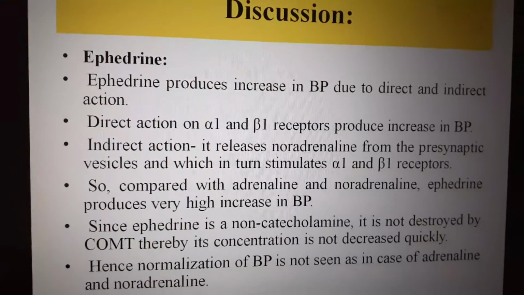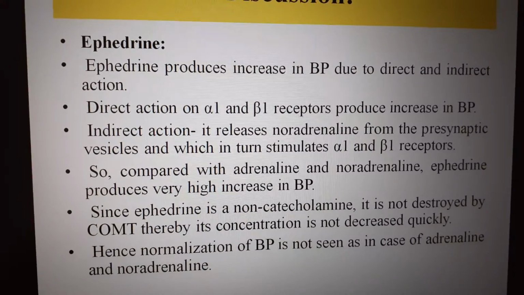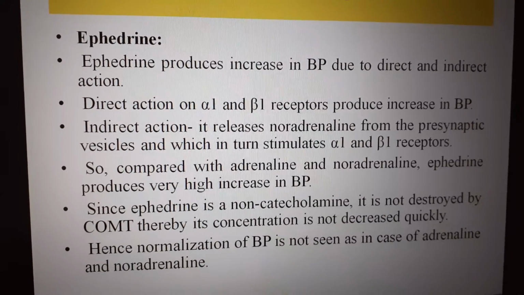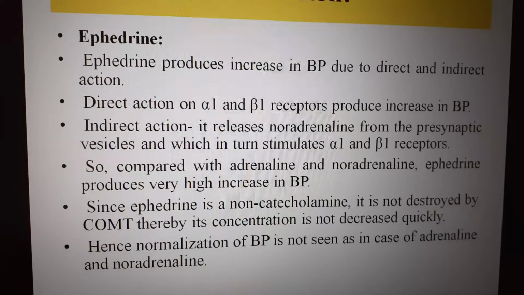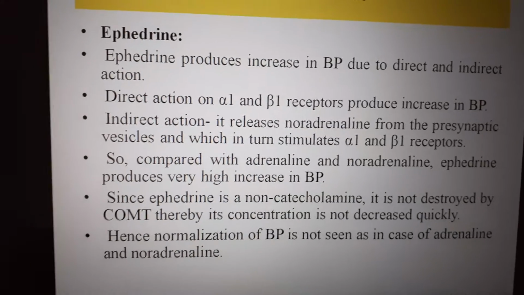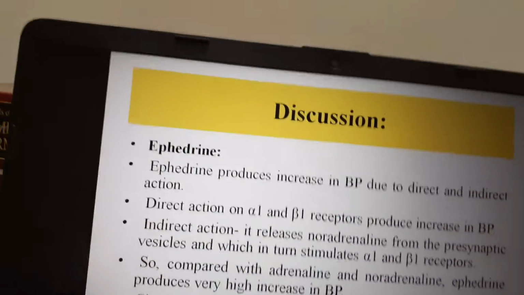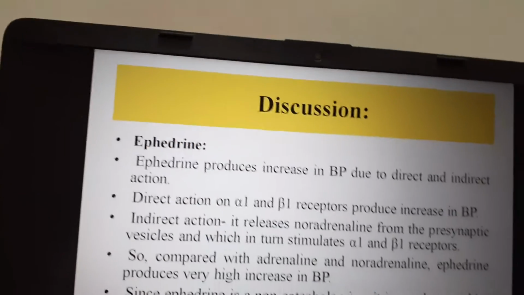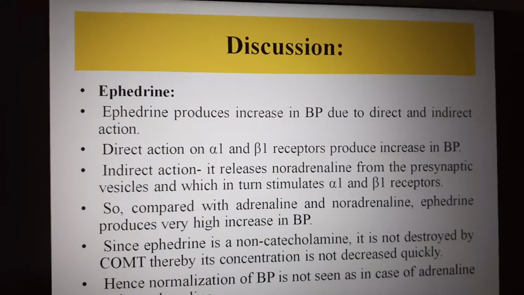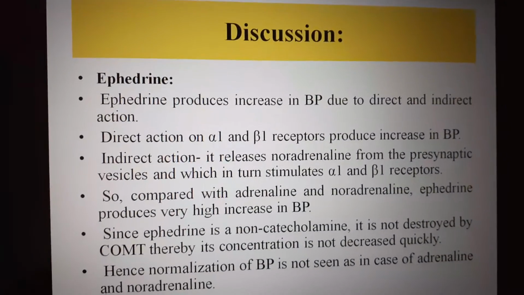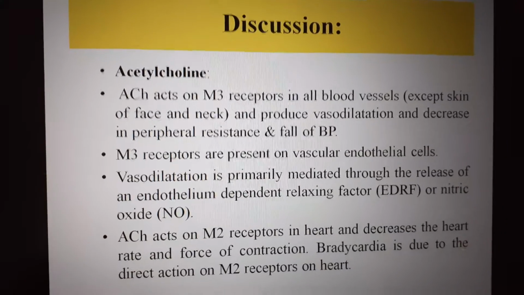The next drug is ephedrine. Ephedrine is a mixed action sympathomimetic. It has action at both alpha beta receptors as well as it will increase the secretion of neurotransmitter norepinephrine. So it has a sustained and prolonged rise of blood pressure as compared to epinephrine and norepinephrine.